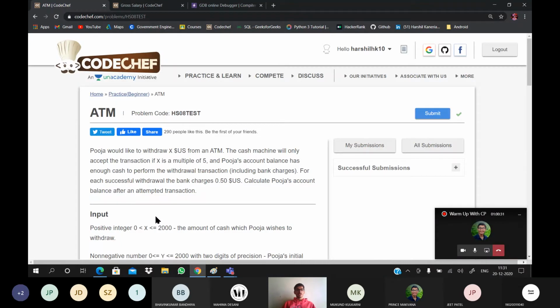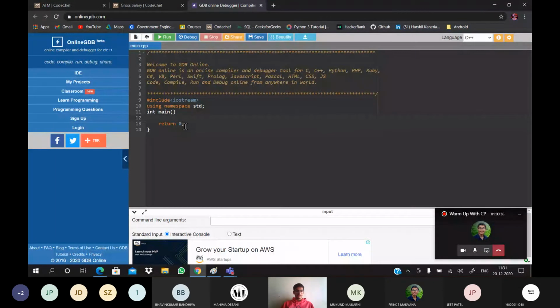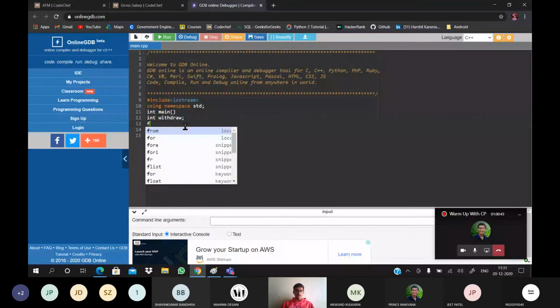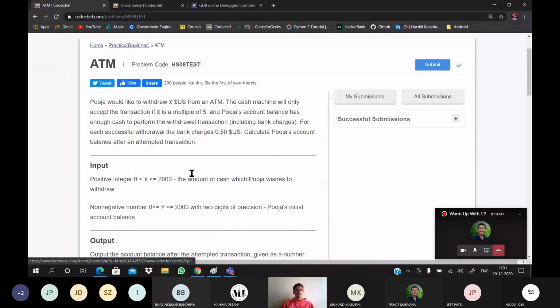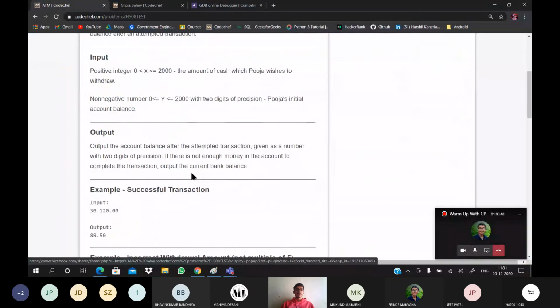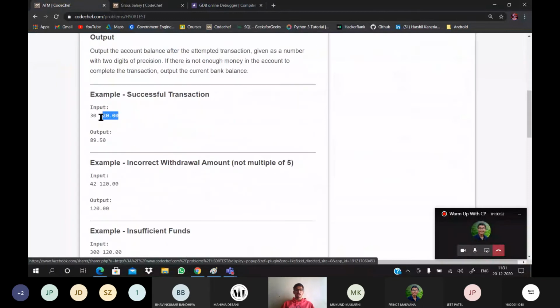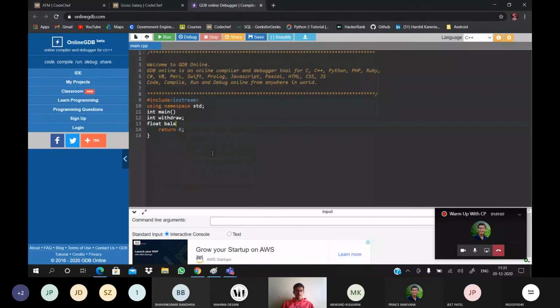Let us build the code for it. Let us take an integer first for withdraw, and second a float value, because it is given that the amount of balance in the bank of Pooja is 120 with 2 digits of precision. So let us take a float value, and let us do it.